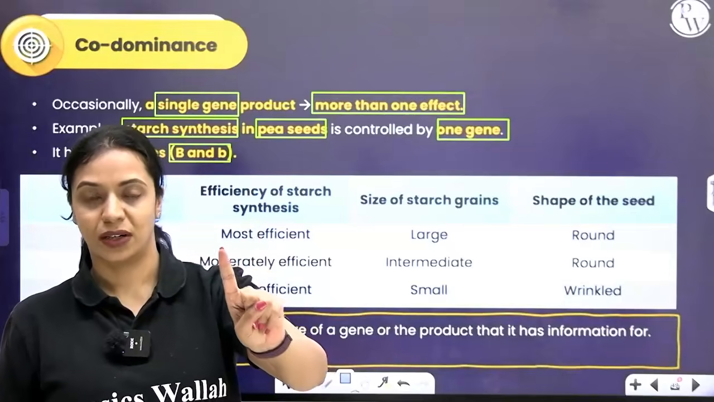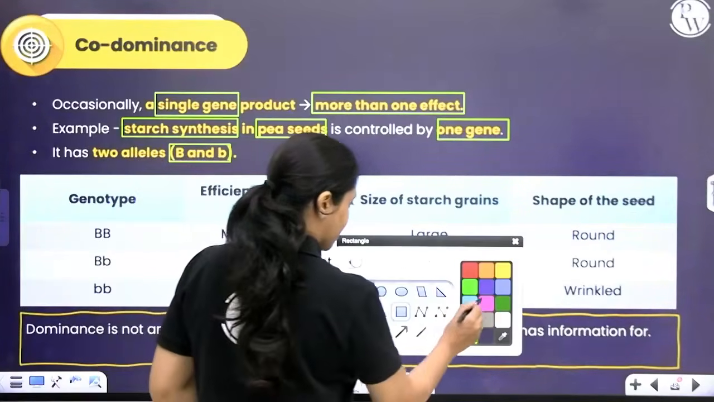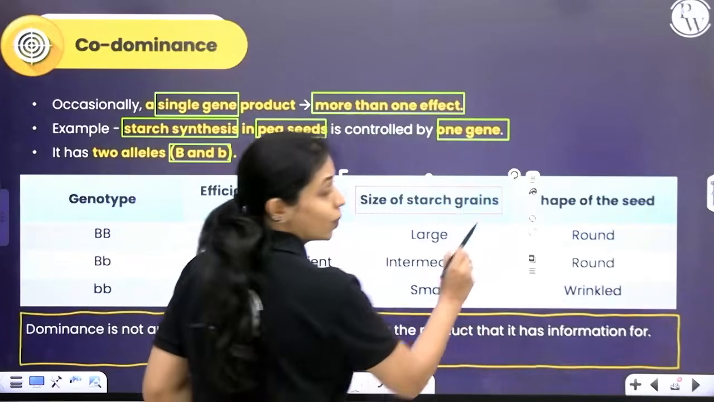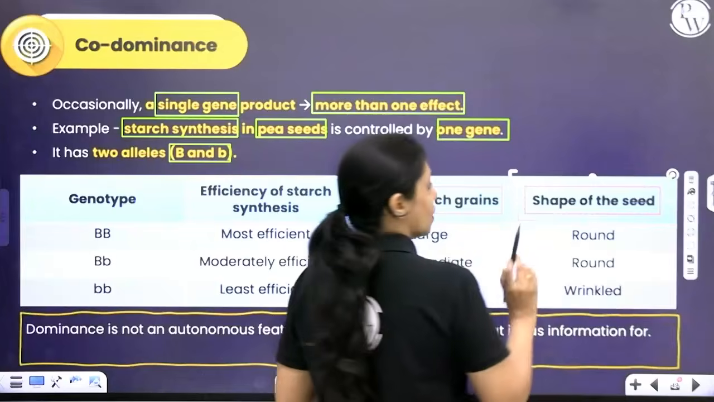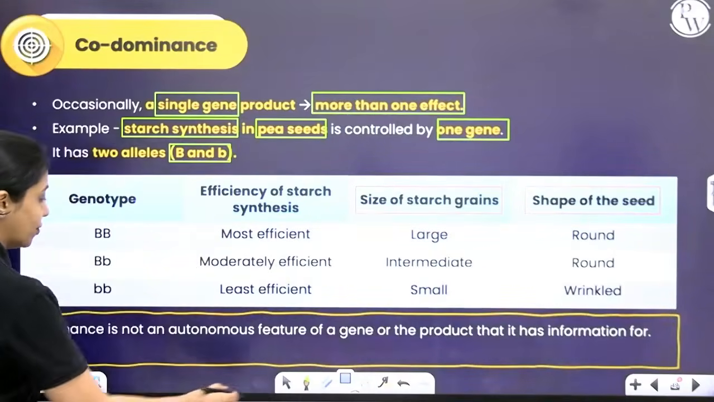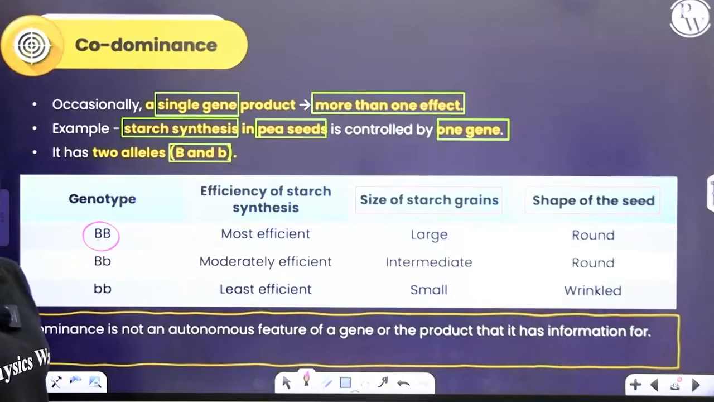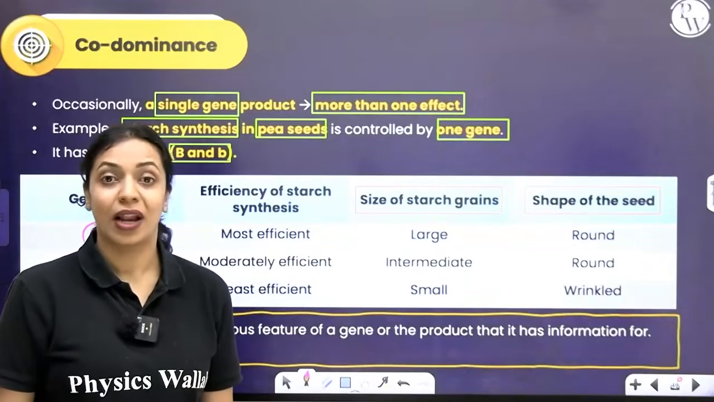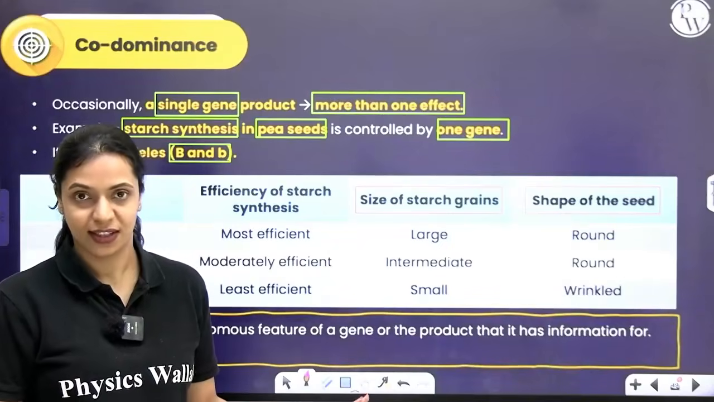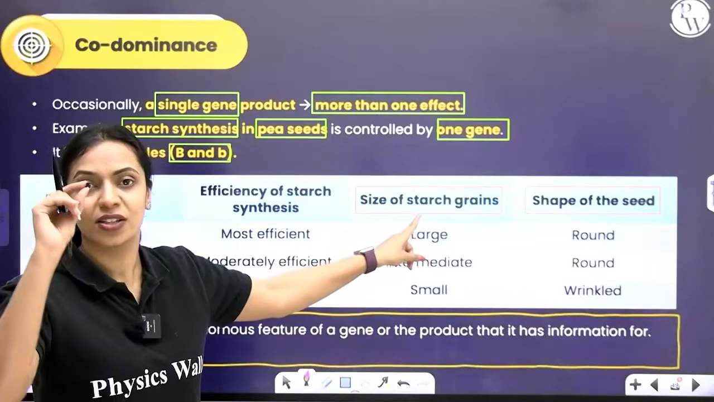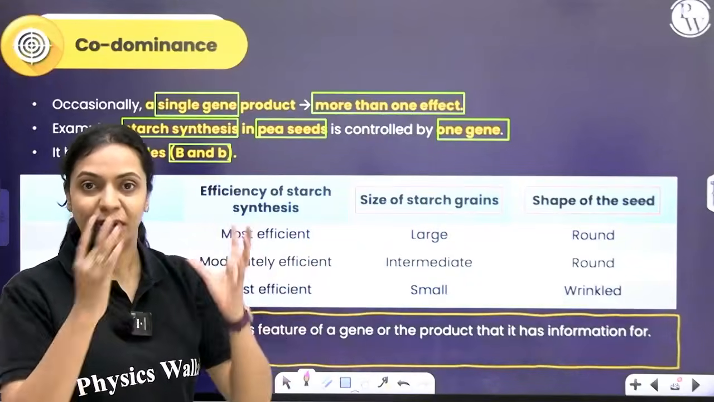What is the first one? The size of the starch grains. What is the second one? The shape of the seed. Okay, whenever it is in this combination, capital B capital B, starch synthesis will happen very, very efficiently. You can see high efficiency in starch synthesis. The size of the starch grains will be large. The shape of the seed will be round.